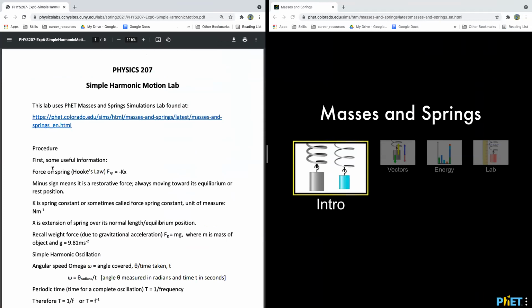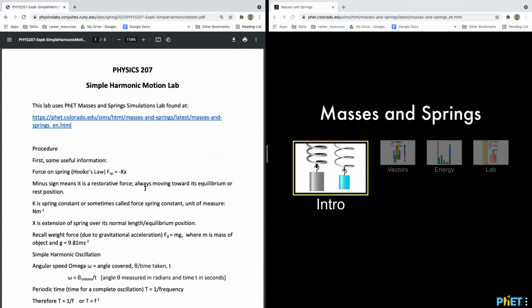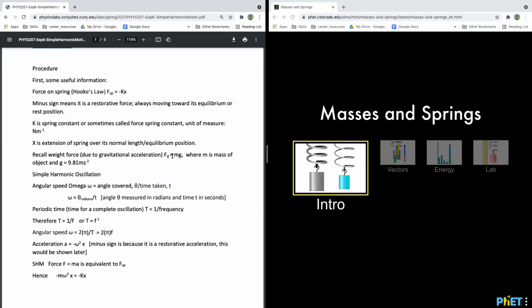So what I just said is, before we go, all these equations and simulations will be relevant to the simple harmonic motion. So before we start, we just get a warm up and revisit some knowledge we know before. For the force on the spring, we have Hooke's law, Fsp equals minus kx. The minus sign means it's a restorative force, k is a constant, and x is the extension of the spring over its normal length, or you measure it after it moves away from its equilibrium position. And also we have F equal to mg, where g is the gravitational acceleration, which we use as 9.81 meters per square second.